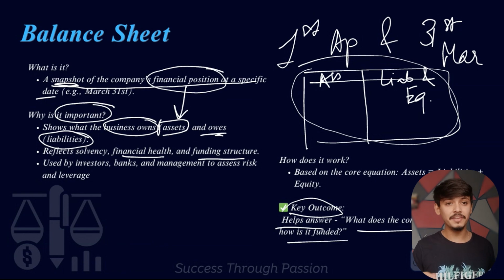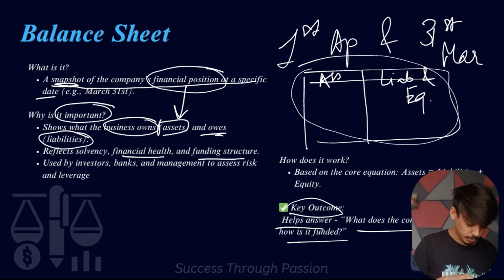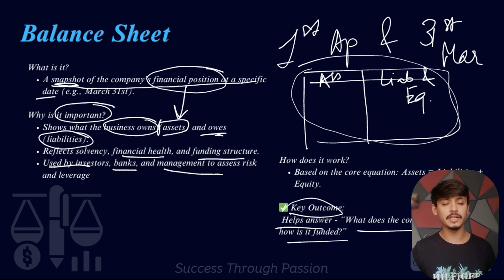And finally, we can see point number 3, used by investors, banks, and management to assess risk and leverage. Whenever you are going for a funding round, investors will see your balance sheet and make a decision on whether your business is going to be stable or not. They will see the assets that you have and how you are planning to expand your business based on those assets.